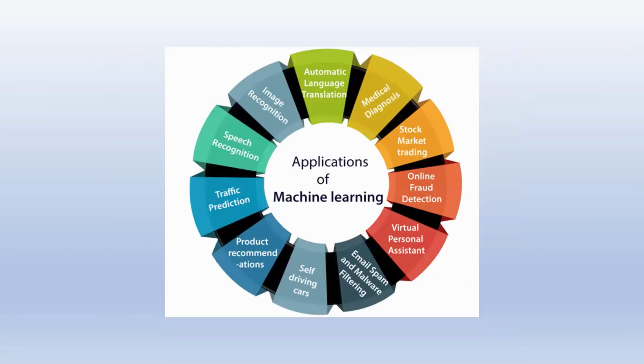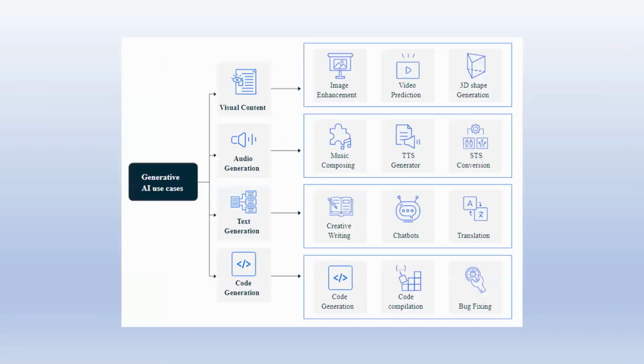The next is the applications we are using through ML: image recognition, speech recognition, traffic prediction, autonomous driving. All of those come under the machine learning algorithms we use. That's the main thing over there.